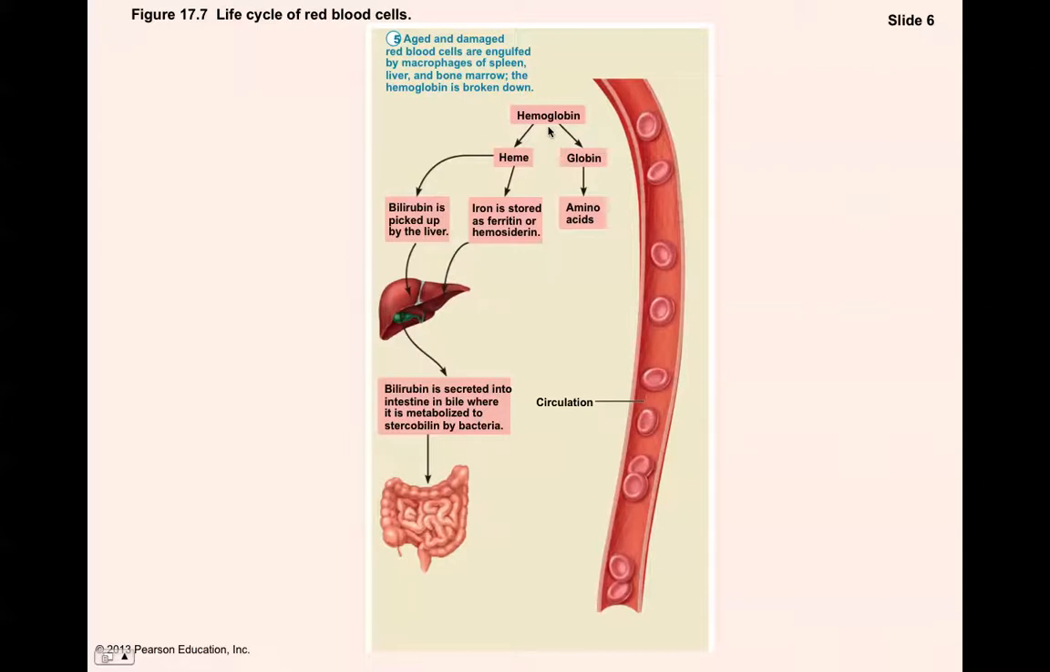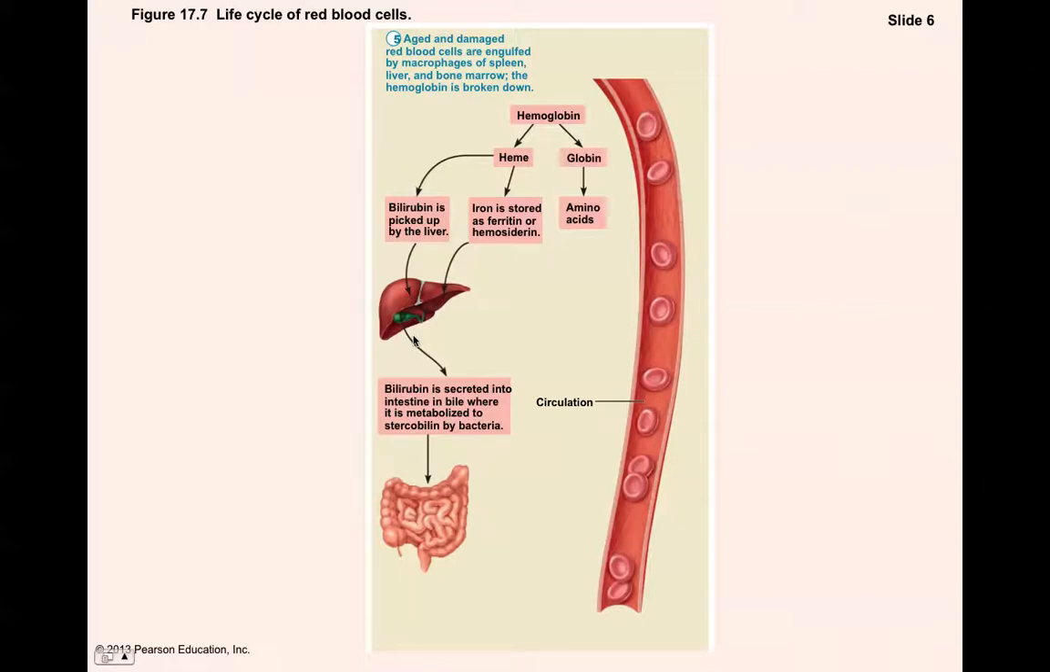And you've got the hemoglobin broken down, and then this heme part has to be further metabolized. Bilirubin is a yellow pigment. Some of the bilirubin actually is changed by the liver into a form that is water soluble, goes back into the bloodstream, and then it can be excreted by the kidneys.